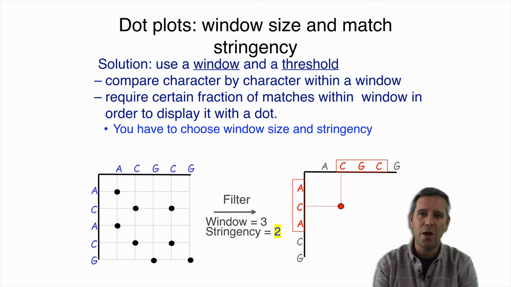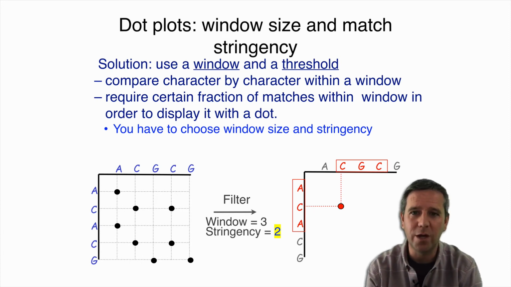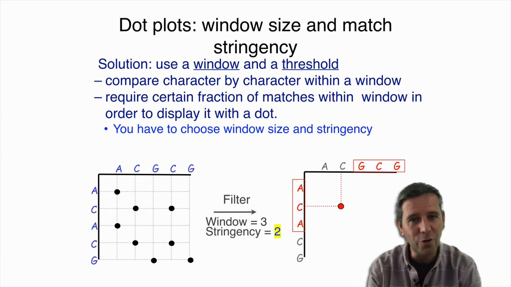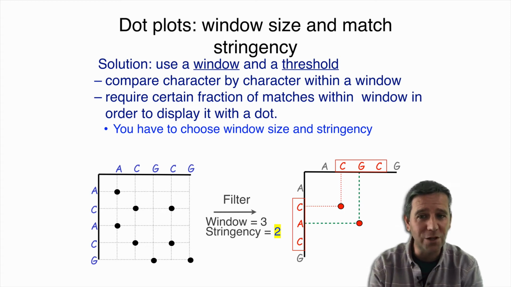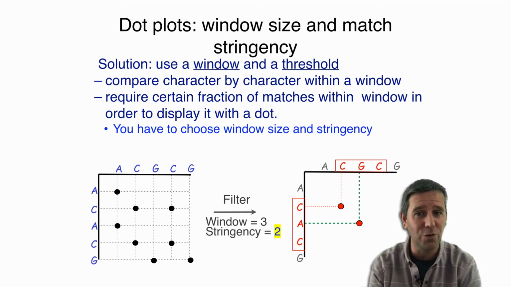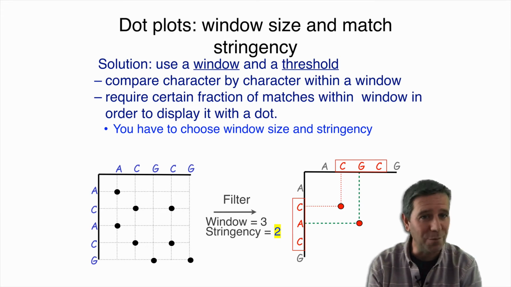Okay, and we continue just like before. In this case, it's not a match, so no dot. And again, no match. I'm sliding my window along, and now I have to go and consider the first sequence and move my window and slide it again and continue. In this case, I do have a match here, right? Because the C in the first position and the C in the last position of this window do match. That's our stringency of 2. So I'm going to put my dot here in my dot plot, and I'm going to keep on going.